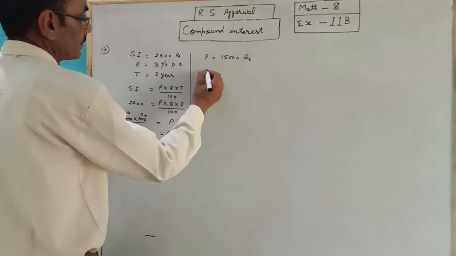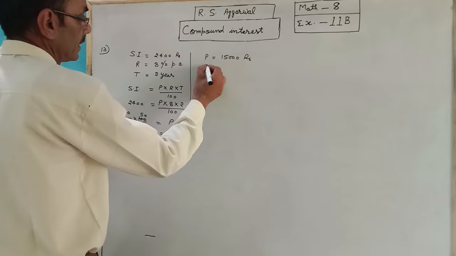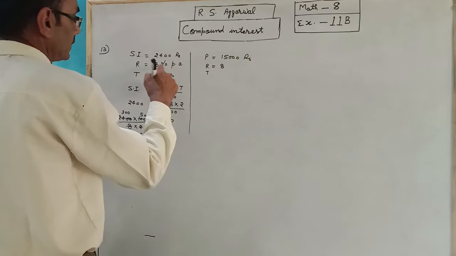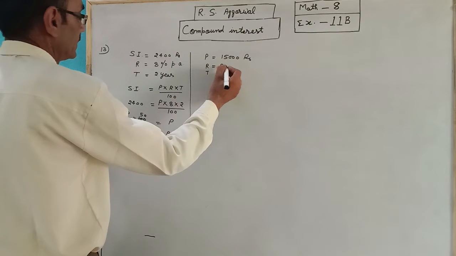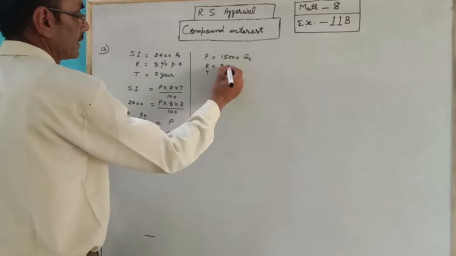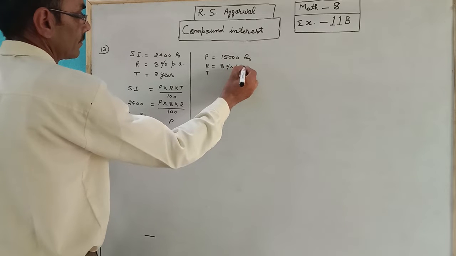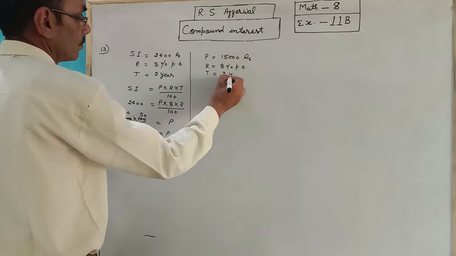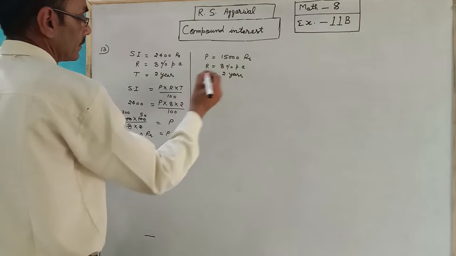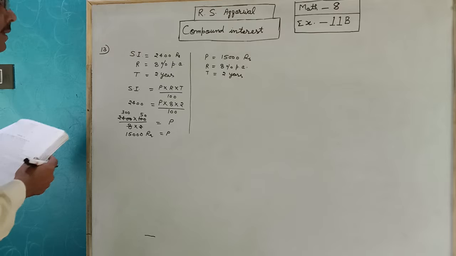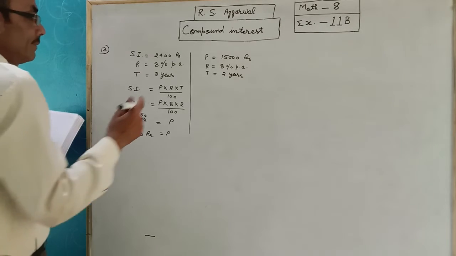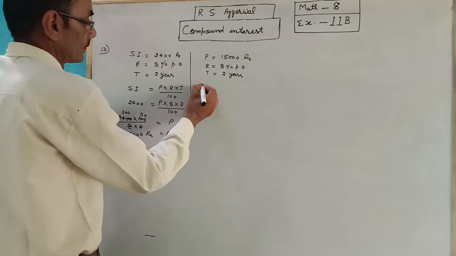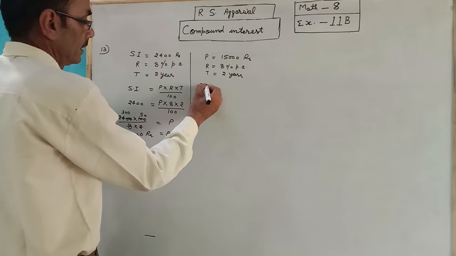Time and same rate. Rate was 8% per annum. Time is equal to 2 years. Find the CI.